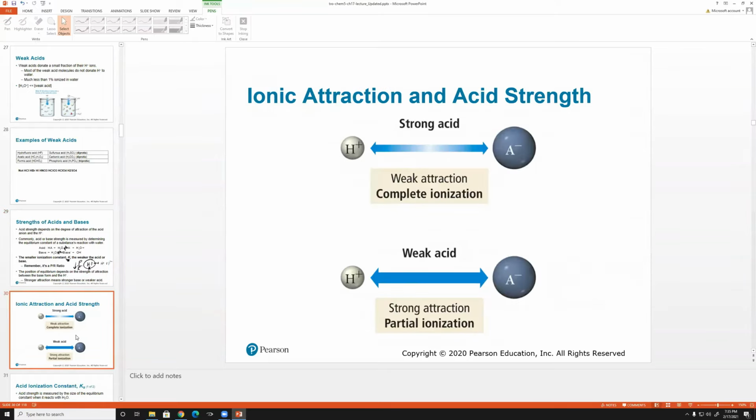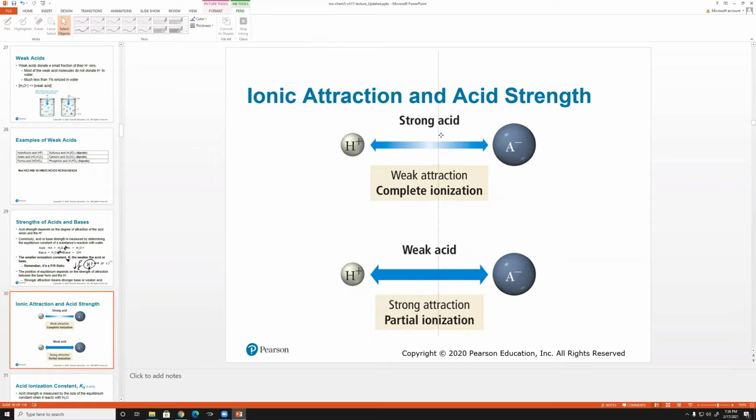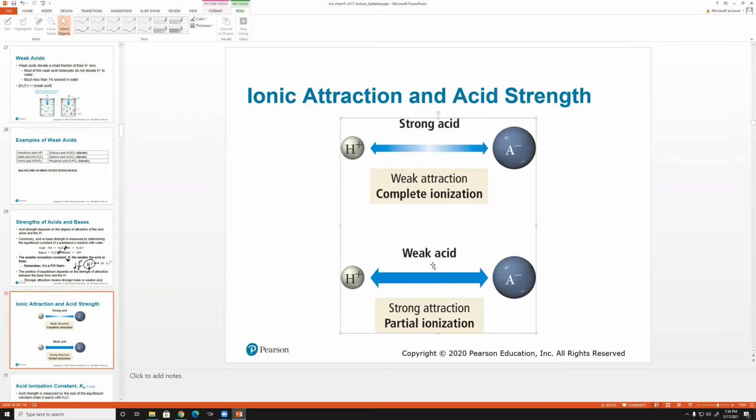So something else that's important to know is, if we have a strong acid or a weak acid, we need to know what the attraction is. We need to know how the strength of the H bonding to, let's say, the anion correlates to acid strength. And it's an inverse proportionality. So if you have a weak bonding between the H plus and the anion, then that's considered a strong acid because it's easier to come off.